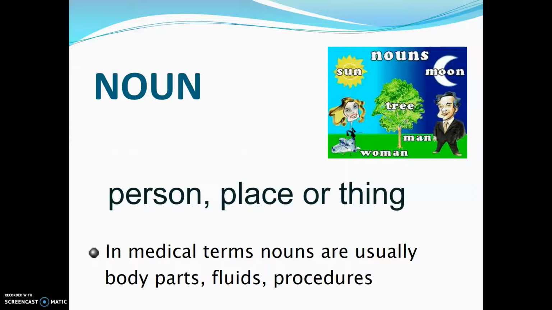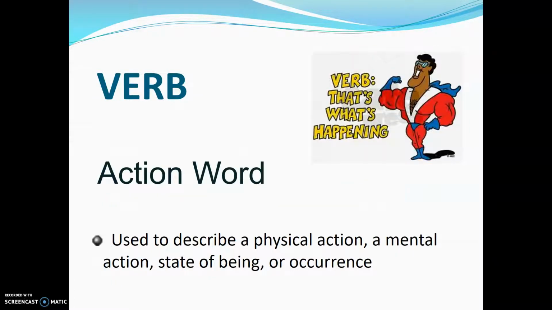A noun is a person, place, or thing. In medical terms, nouns are usually body parts, fluids, and procedures. A verb is an action word. This is used to describe a physical action, a mental action, or state of being or occurrence.